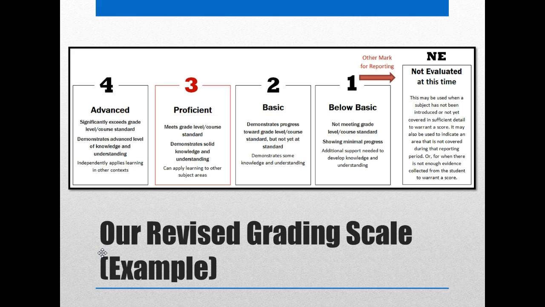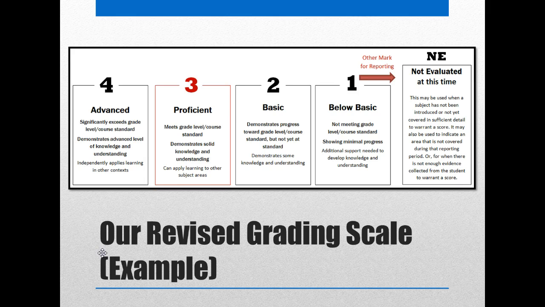This is an example of the descriptions of our grade scale. You'll notice in red that we have a 3 at proficient. This is what we expect all students to meet. It's meeting grade or course level standard. It demonstrates a solid knowledge and understanding, and students can apply learning to other subject areas. When we go to the 4, that's an advanced score. That means it significantly exceeds grade level and course standard. It demonstrates an advanced level of knowledge and understanding, and it independently applies learning in other contexts.